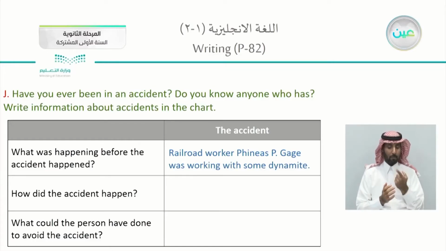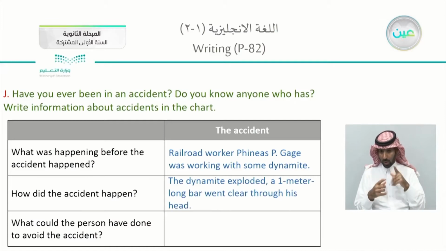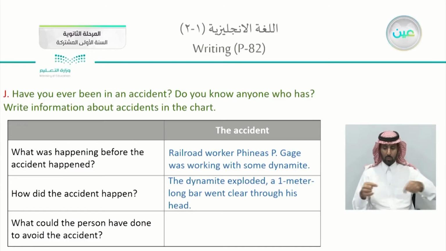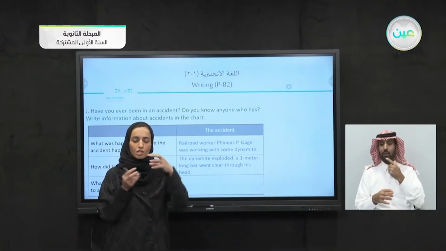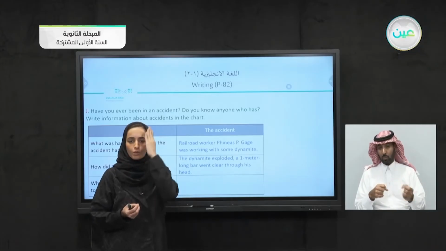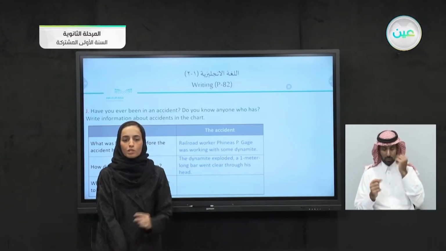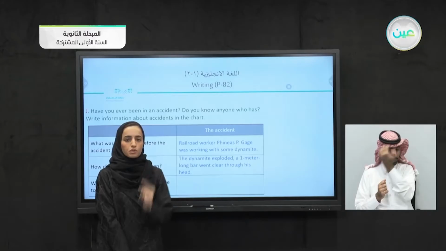How did the accident happen? Now, the accident itself. I would say the dynamite exploded and a 1 meter long bar went clear through his head. So we're having an explosion, a bar went through his head. Through means it went in and out.